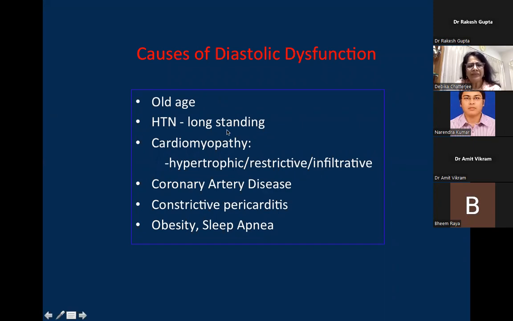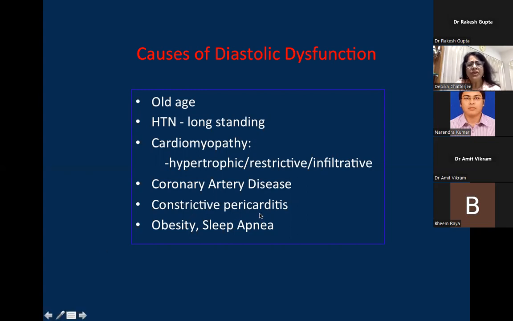Long-standing hypertension is one of the causes. And then the cardiomyopathy, different types of cardiomyopathy, hypertrophic, restrictive, which might be infiltrative, which may be non-infiltrative. In cardiomyopathy of any type, the myocardium cannot relax. So we get diastolic dysfunction. Coronary artery disease results in ischemia of the myocardium or infarction. So ischemic myocardium and infarcted myocardium cannot relax. So we get diastolic dysfunction.